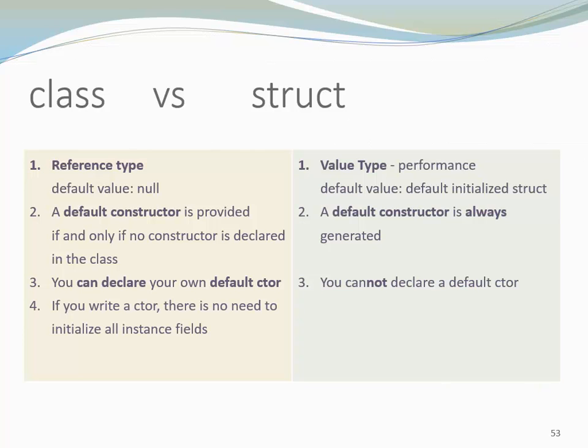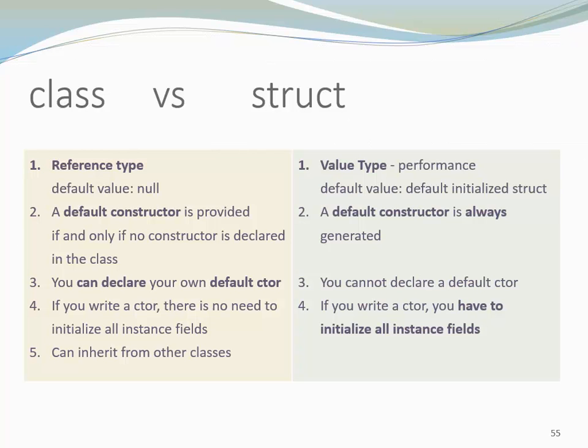If you write a constructor in a class, there's no need to initialize every single field. The fields that have not been initialized explicitly will be automatically default initialized. Again, this is different in structs. Whenever you write a constructor in a struct, every single field has to be initialized explicitly. Classes can inherit from other classes. We don't have inheritance between structs. Structs cannot inherit from other structs. They cannot inherit from other classes either, except of course System.Object. This is the root of all types in C#.